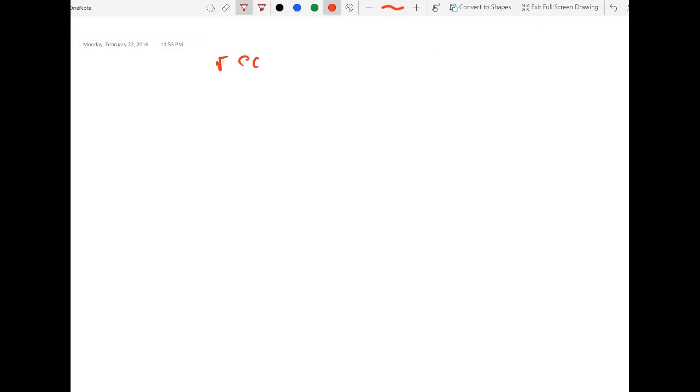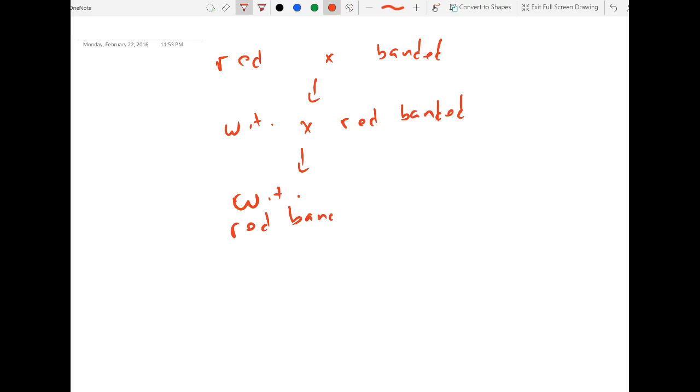So let's cross red to banded. We're going to get all wild type in the F1. We're going to do a test cross of red and banded. What will we get? Well, we will get some wild type, some red banded, some red, and some banded.